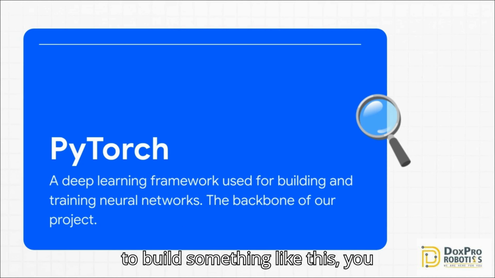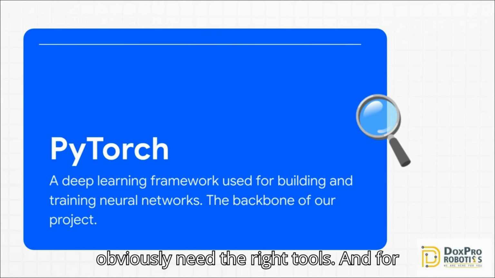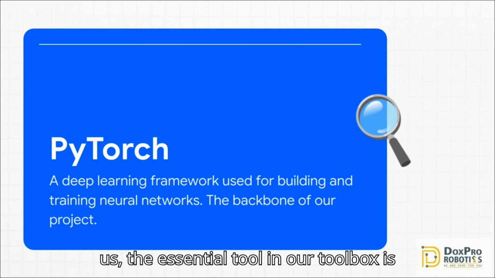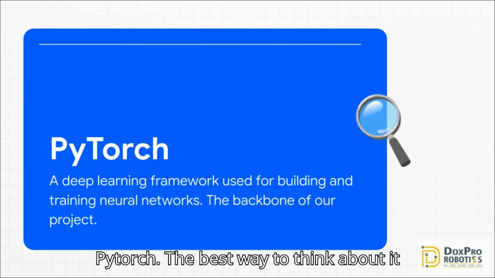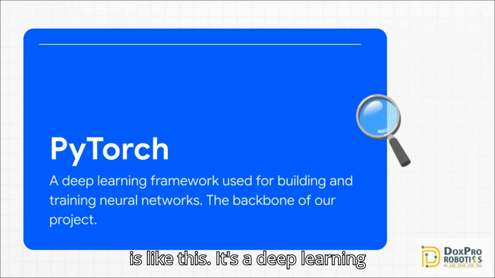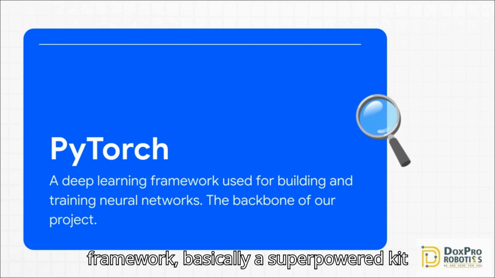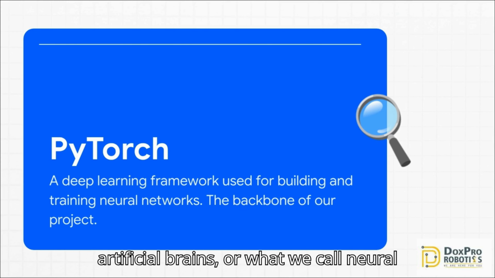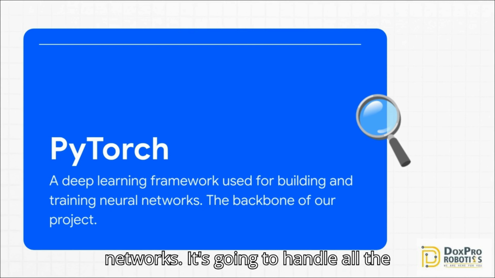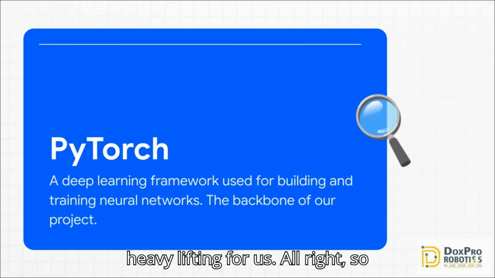Now, to build something like this, you obviously need the right tools. And for us, the essential tool in our toolbox is PyTorch. The best way to think about it is like this. It's a deep learning framework, basically a super-powered kit for building and training these artificial brains, or what we call neural networks. It's going to handle all the heavy lifting for us.